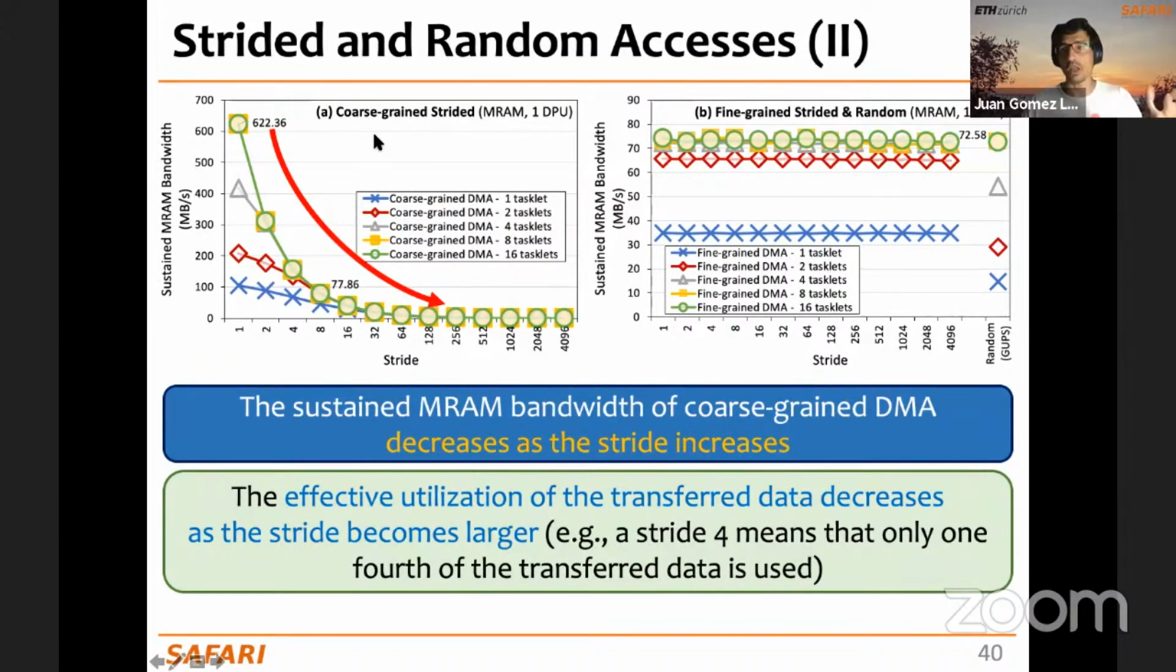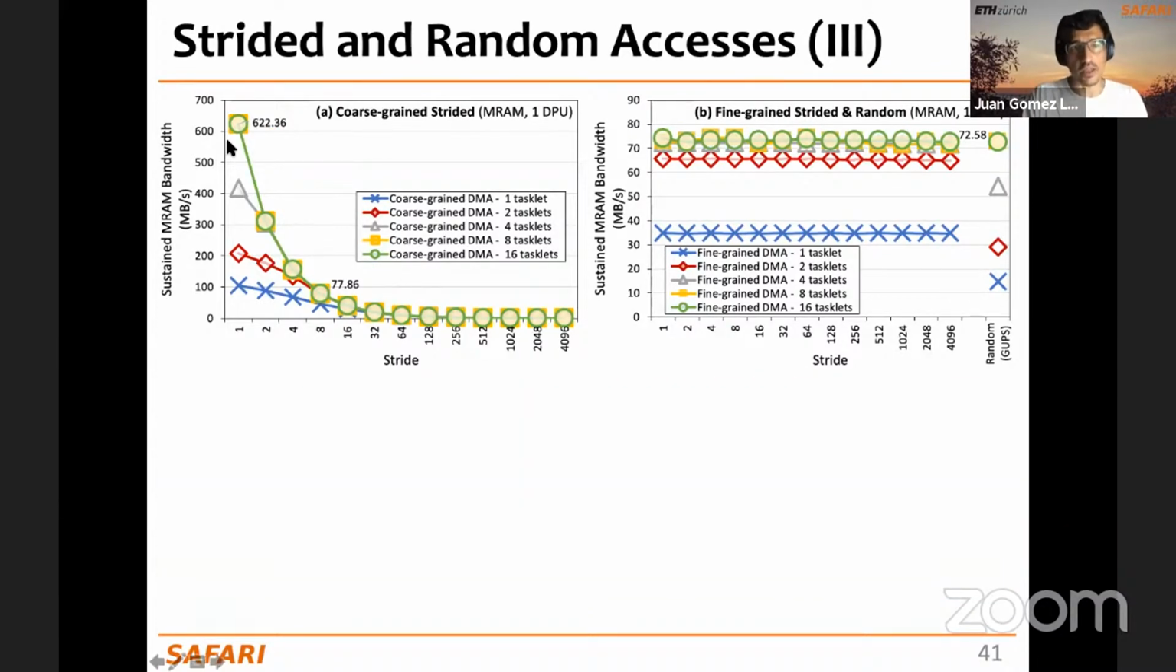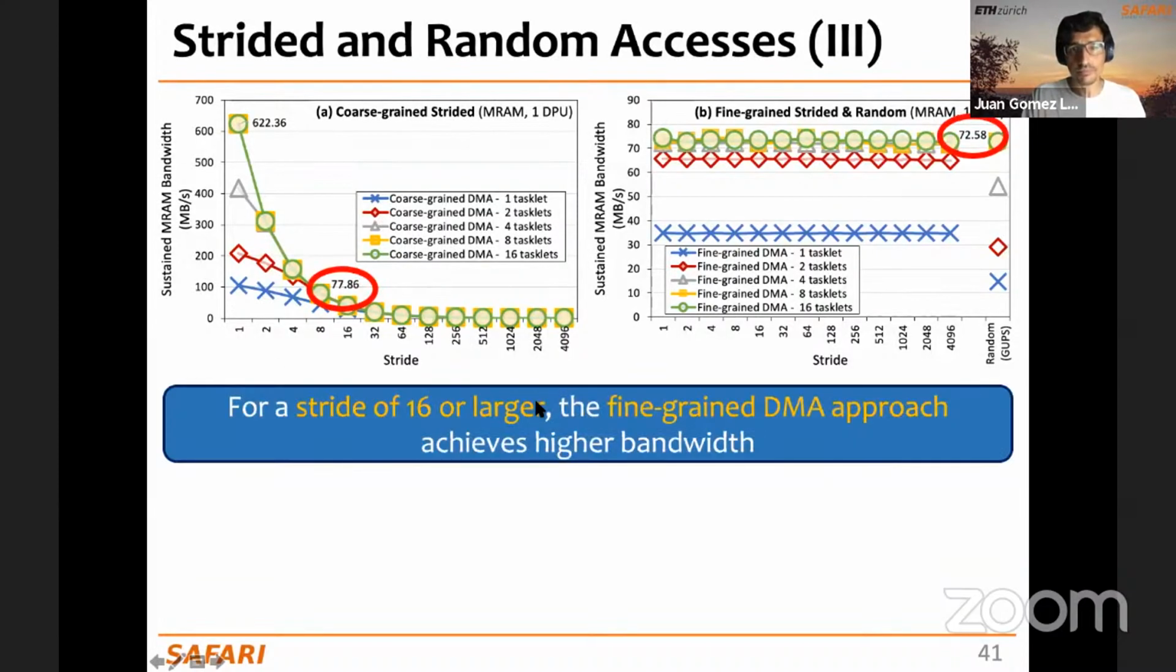Recall that in the coarse-grained striated approach, we are using transfers of 1024 bytes. So stride 4 means that instead of using these 1024 bytes that we are moving back and forth, we are only effectively using 1/4 of that data. So that's what explains that the bandwidth decreases as we increase the stride. Another interesting observation: what's the point where the effective bandwidth of the coarse-grained striated approach goes down so much that it is not worth using it anymore? Well, this happens when the stride is 16 or larger, as you can see.